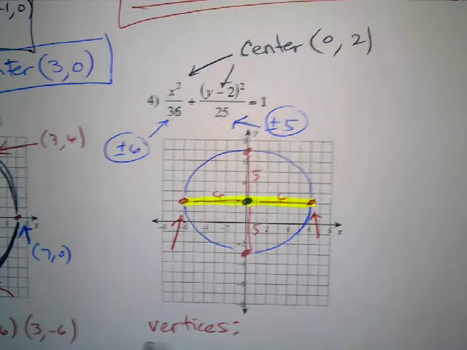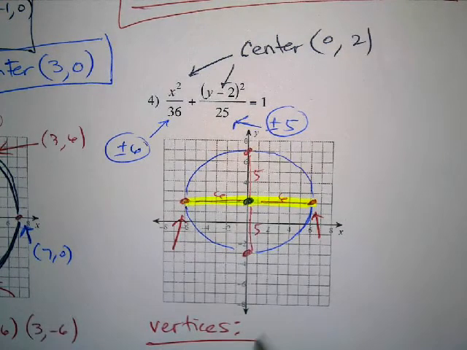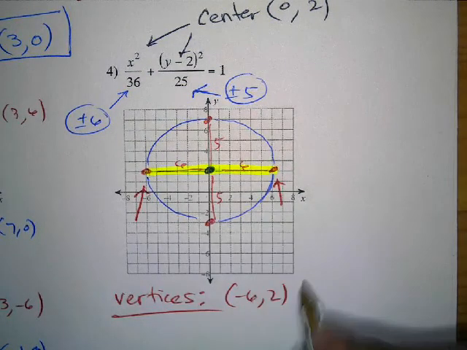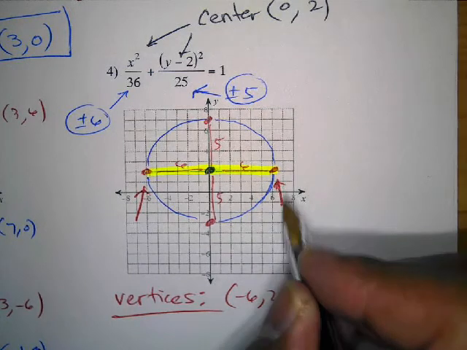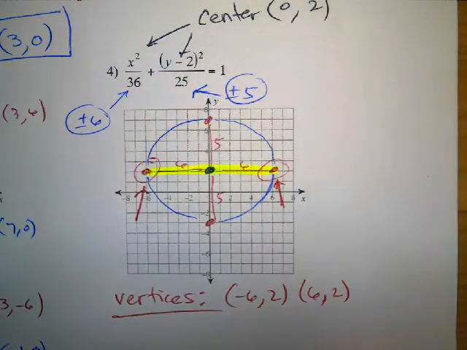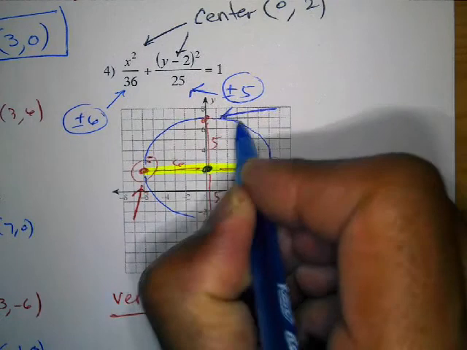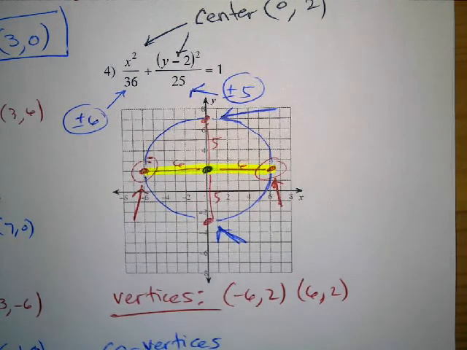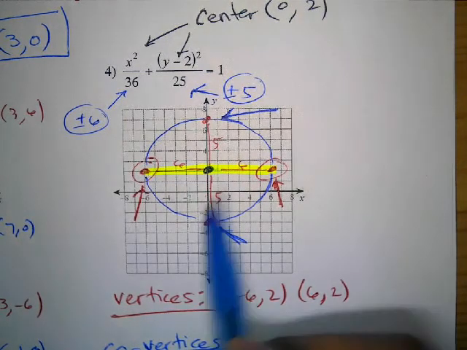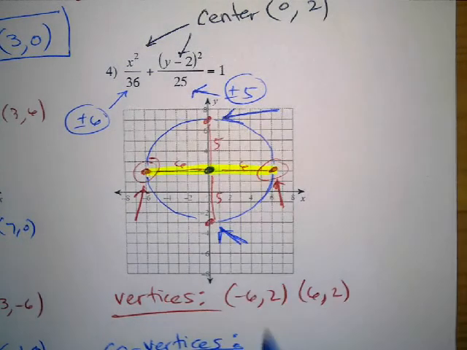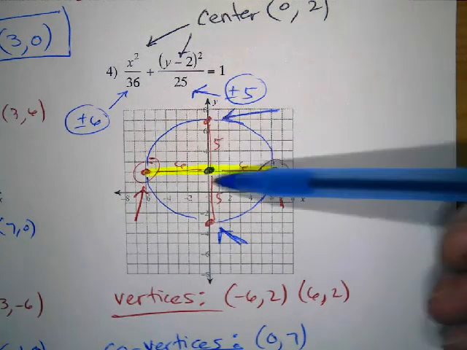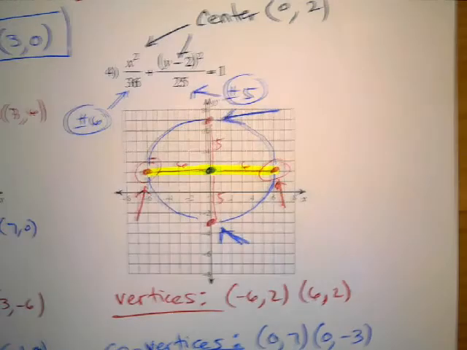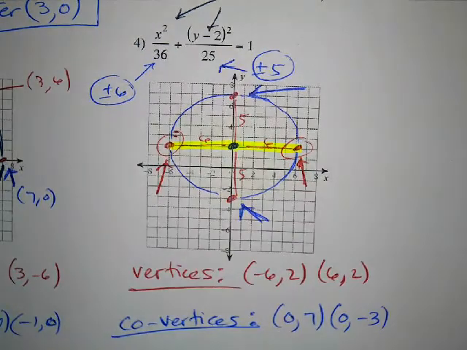Okay, so these are your vertices. That is negative 6, 2. And this one is positive 6, 2. These are your vertices right here, the red ones. These up here are your co-vertices, which I'll put in blue. That is 0 on the x and up 7. That's 0, 7. And this here is 0 on the x and negative 3.